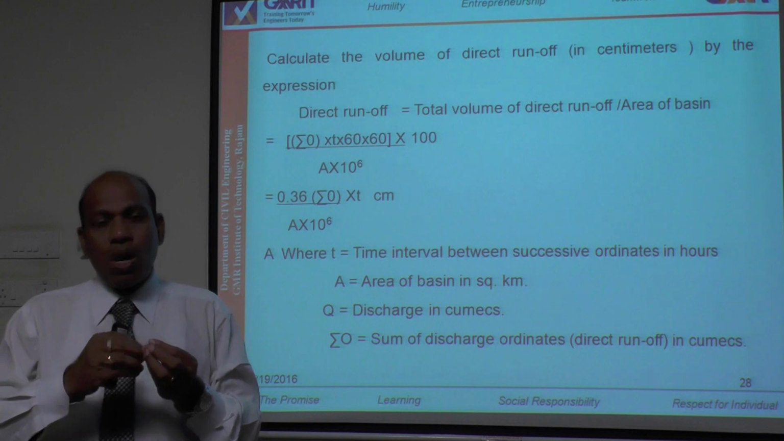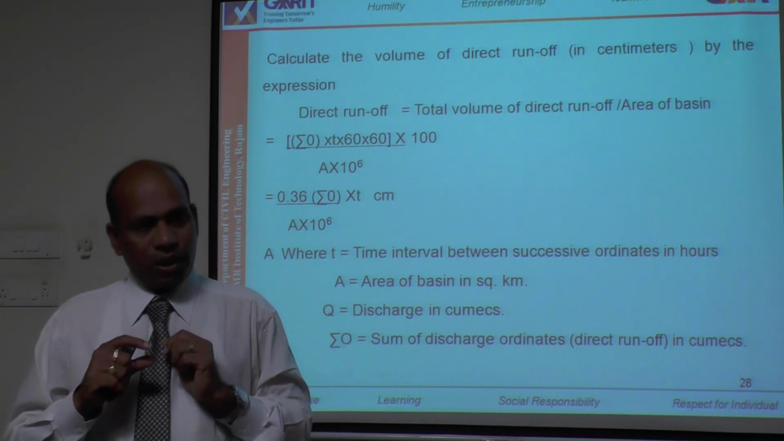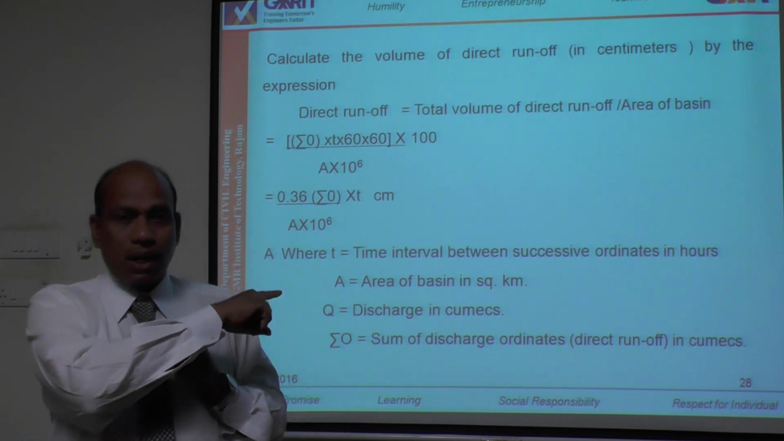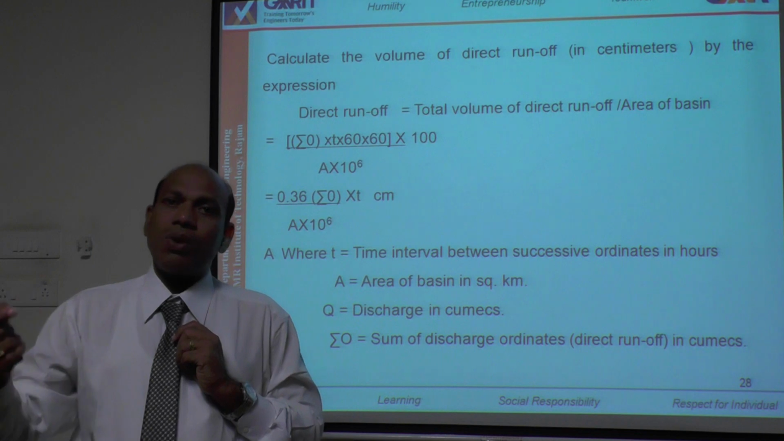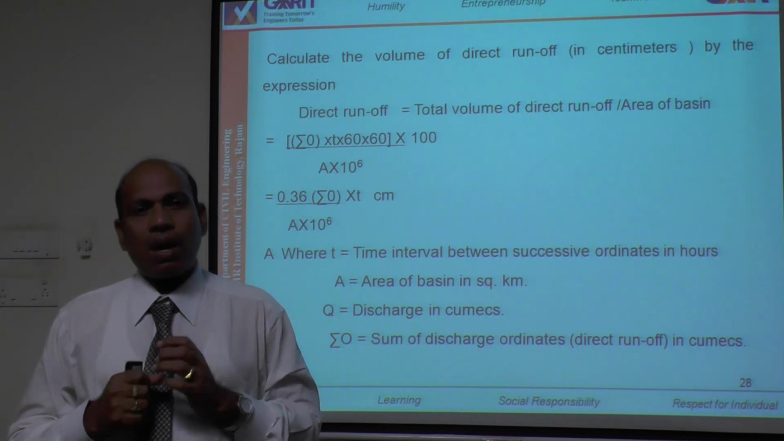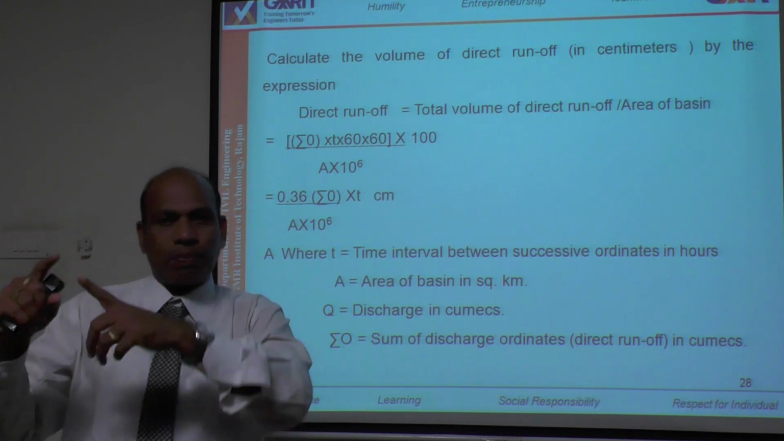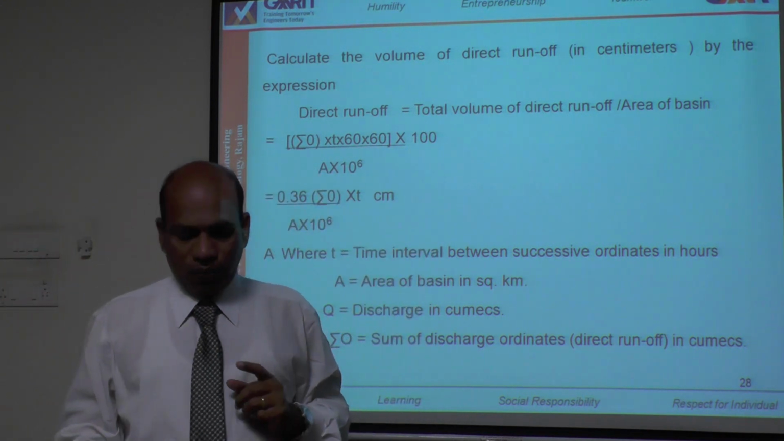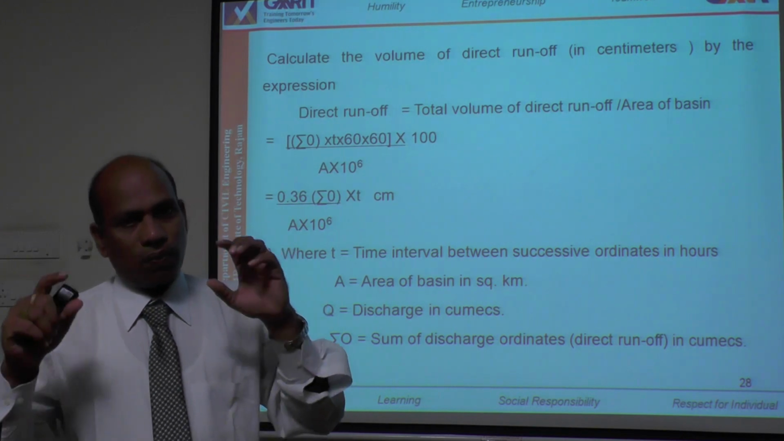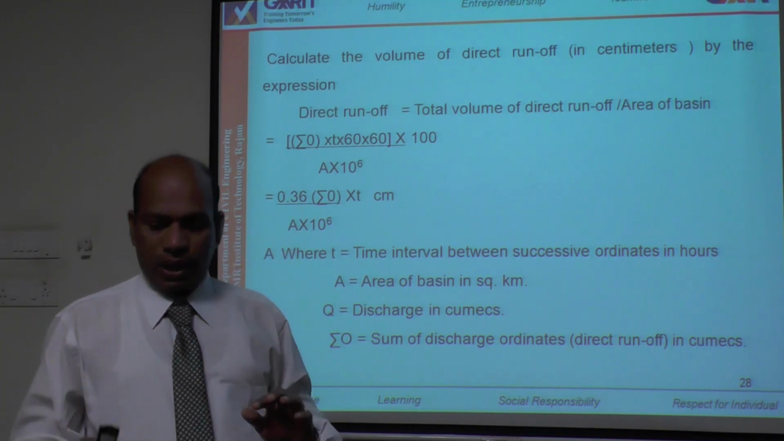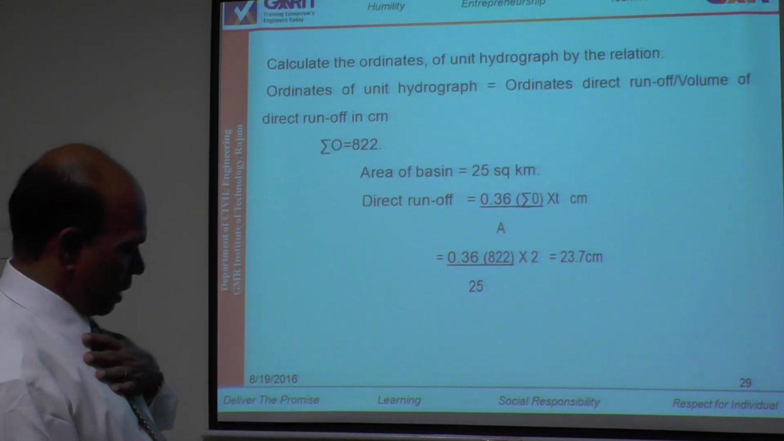Then we are going to determine the unit hydrograph. Unit hydrograph ordinates are equal to the direct runoff ordinates, which we know based on this procedure, divided by the direct runoff depth. That means we have 1 centimeter direct runoff depth ordinates. Finally, the unit hydrograph ordinates equal the direct runoff ordinates divided by the direct runoff depth. Now we are going to solve one problem here.